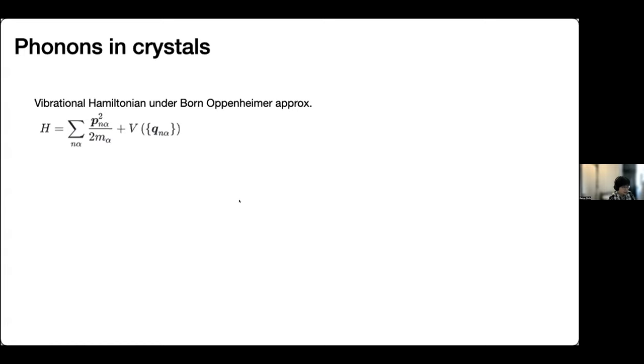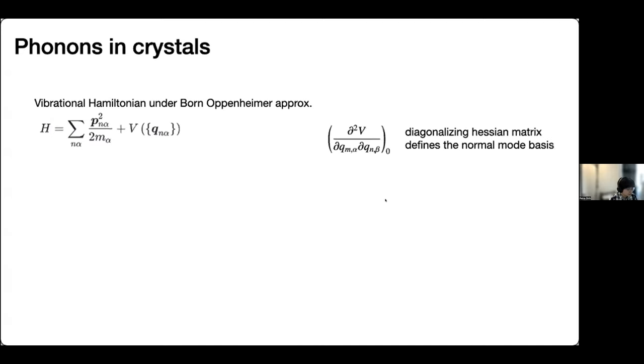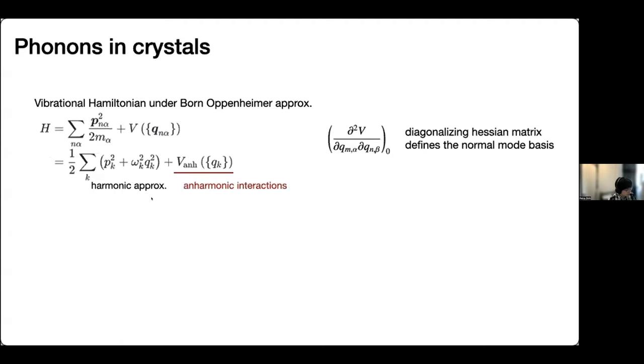If we expand this ground state potential energy surface to second order in terms of displacement, one defines the Hessian matrix as the second derivative of the potential. Diagonalizing this Hessian matrix will give us the normal mode basis. So we can rewrite the Hamiltonian in terms of normal modes. The first term here is everything within the harmonic approximation. But in general, we have residual interaction, meaning these normal modes can interact with each other.